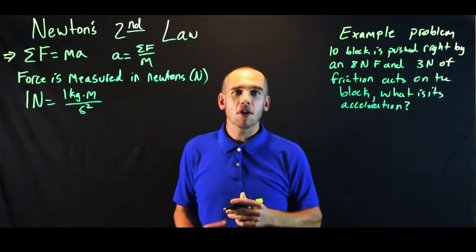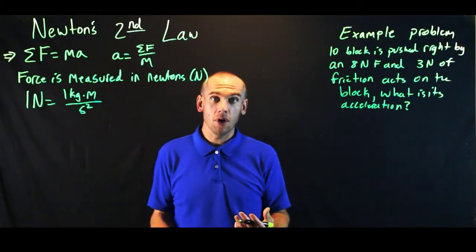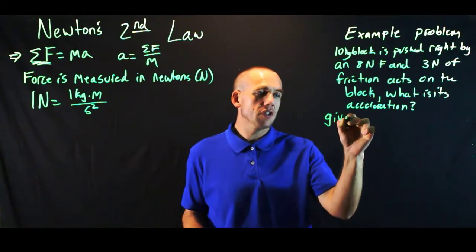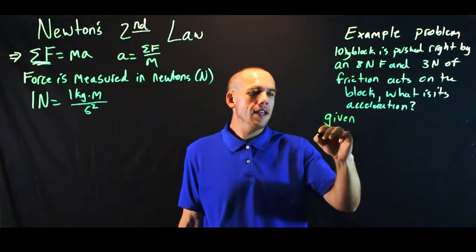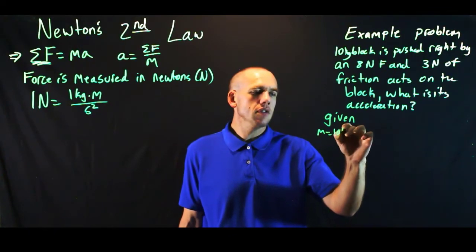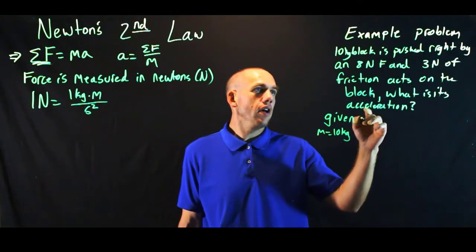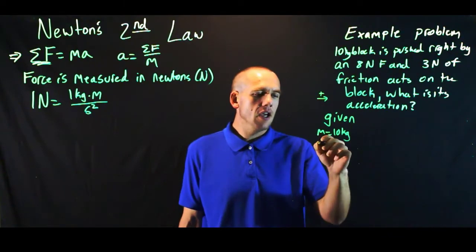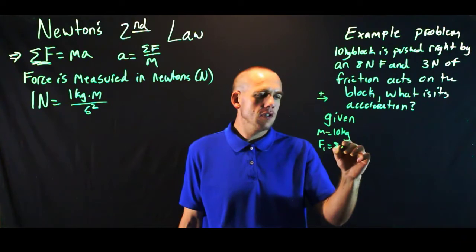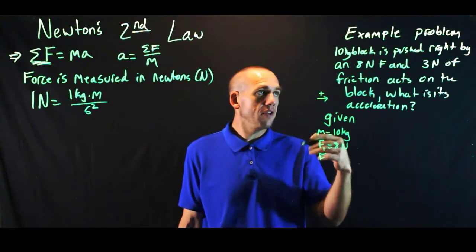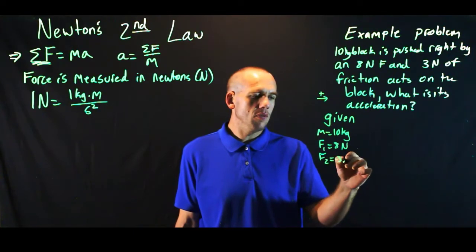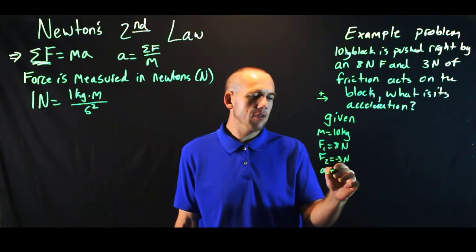Like always, we're going to start with what we know and solve for what we want. So let's get our list of given information, just like we always do when we solve problems. So we're given a mass of 10 kilograms. We have a positive force, because I've chosen to the right to be positive, of 8 newtons. And we have a negative force, because that frictional force is opposing the motion or the intended motion, of negative 3 newtons. And we want to know the acceleration.